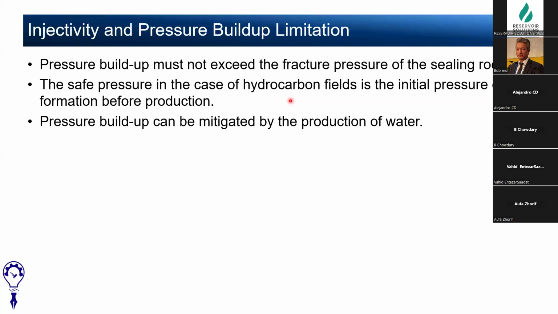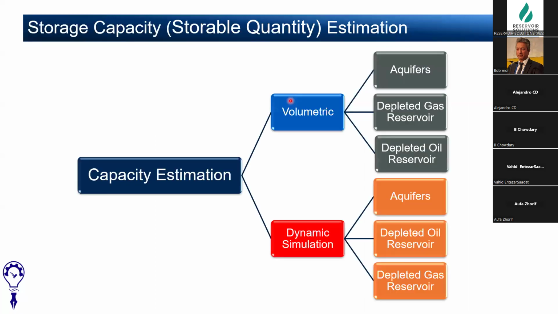So now we talk about different types of CO2 storage sites and geological storage types. How can we estimate the CO2 storage capacity, or according to SRMS, what we call the storable quantity? How can we estimate the storable quantity? We have two main methods. The first one is volumetric, or sometimes we call it material balance. And the second one is dynamic simulation.